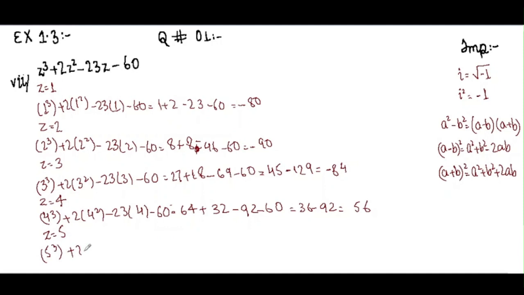5 cube plus 2 into 5 square minus 23 into 5 minus 60. 5 cube gives us 125, plus 5 square is 25, 25 into 2 gives us 50, minus 23 into 5 is 115, and then minus 60. So here we get 50 minus 60 is minus 10, and 125 minus 10 we get 115, and 115 minus 115 we get 0. So here we got the answer 0. So z equals 5 is a factor of this polynomial.